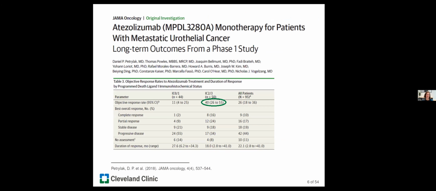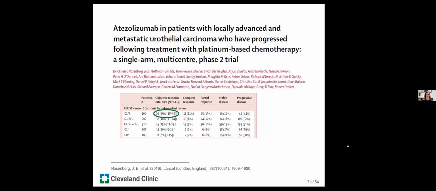And so in the urothelial carcinoma setting, there were 95 patients enrolled in a dose expansion cohort for this indication. And they found an overall objective response rate of 40% in the biomarker subgroup of interest, which was this IC23 subgroup, which has to do with the percentage of immune cells for PD-L1. And so a phase 2 study was done in this setting based on those results, which were considered promising.